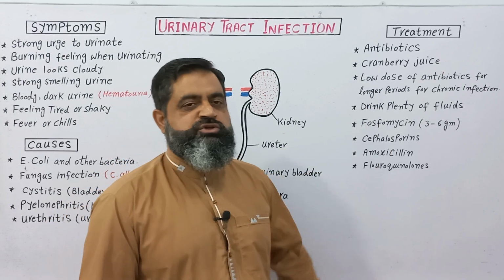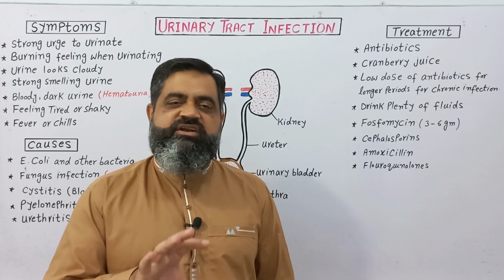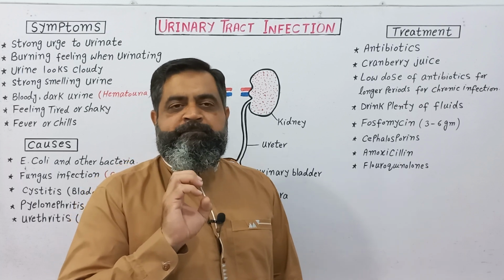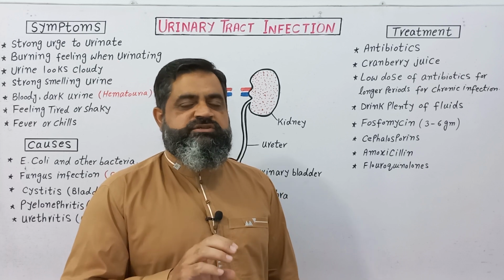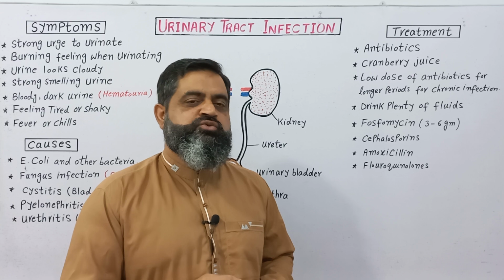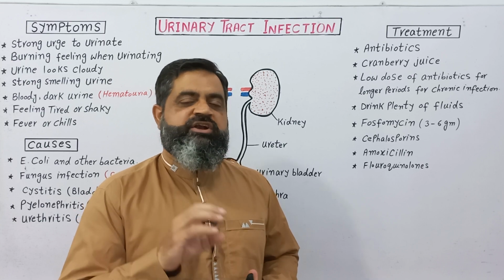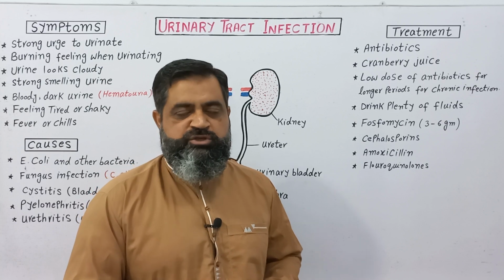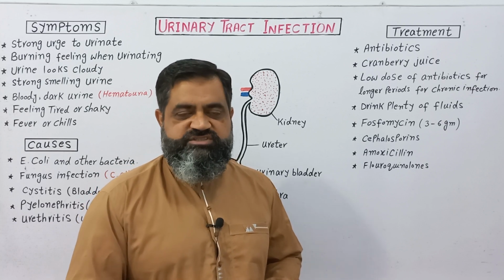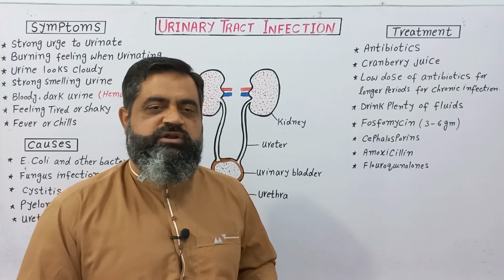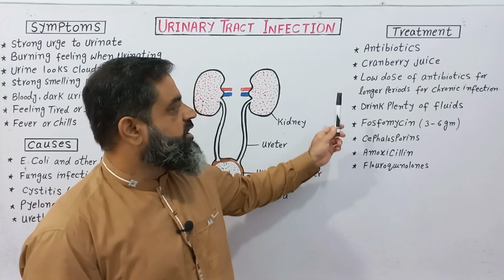Cranberry juice can also be used, but there is no scientific evidence that cranberry juice helps to eliminate such infection. But there are some chemicals found in cranberry juice which help to reduce the severity of the infection. So most of the time the doctor advises us to take cranberry juice, which usually comes in the form of a sachet, and you can dissolve it in a little bit of water and then drink it.